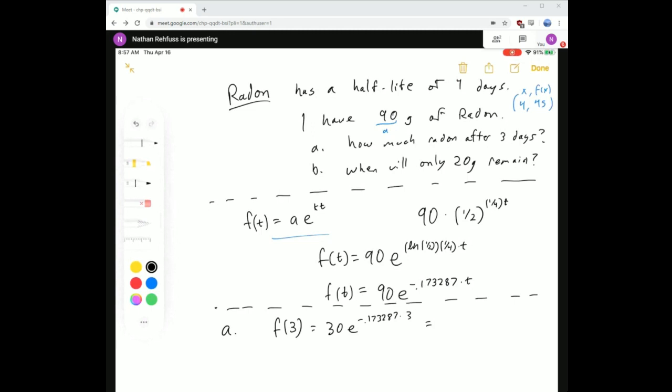Oh my goodness. This is why we ballpark. My calculator said 17.8. I'm not going to copy that down like a drone because I know that's wrong. I know my answer is bigger than 45.